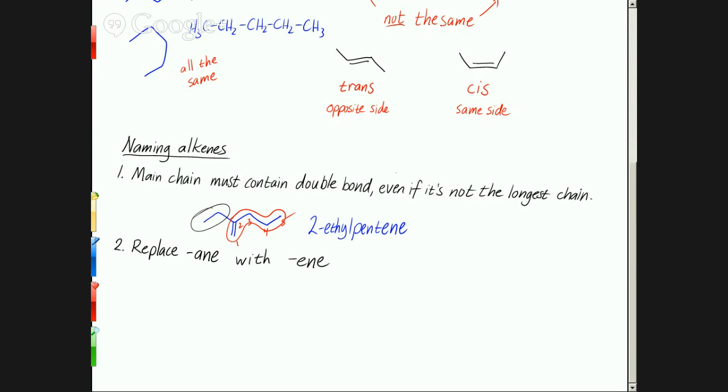The only things we changed then are the main chain. That was the big change, because instead of looking for just the longest one, we need the longest one that has the double bond in it. And we changed the end of the name from -ane for alkanes to -ene for alkenes.